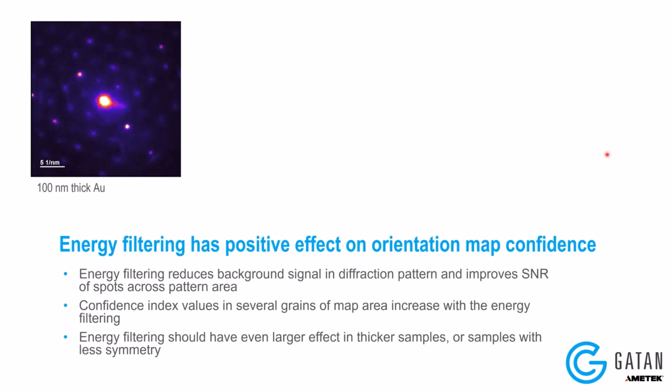Something else that can be really useful in general for diffraction and 4D STEM, of course, is energy filtering. And energy filtering also can have a positive effect on the confidence index and the results of the orientation mapping. And so the samples that I was showing of this gold are about 100 nanometers thick, which is not the thickest sample ever, but it's also not an exceedingly thin sample. And here's what a pattern looks like from a grain here with no energy filtering on the diffraction pattern.